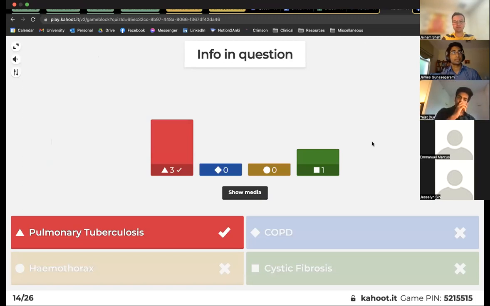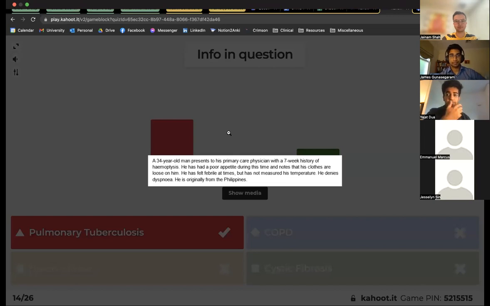So TB presents with lung cancer type symptoms. They have very similar symptoms. What makes you think one way or the other? I'll go through. First of all, 34-year-old male, okay? He's relatively younger. You're expecting an older demographic for lung cancer of sorts. A 7-week history of hemoptysis could go either way at this point.